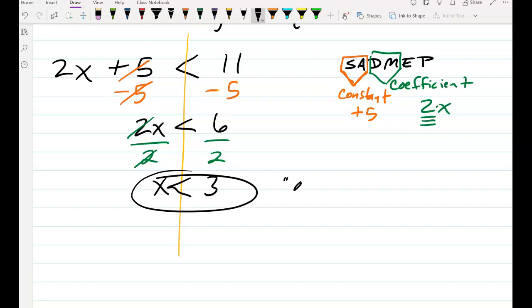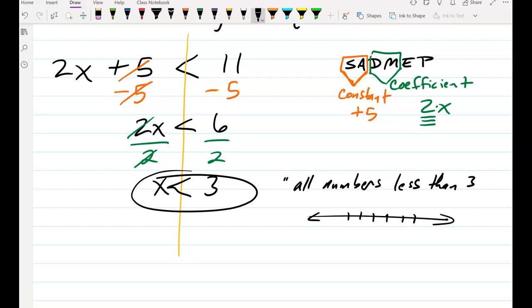And so that means any and all numbers that are less than 3. So if I were to do this on a number line, I would just sketch in a number line real quick, draw some dashes on there. I'm going to find, that looks like a good spot for 3. And then I will circle it. And x is all numbers that are less than 3. So I will draw my line going that way. All numbers less than 3.